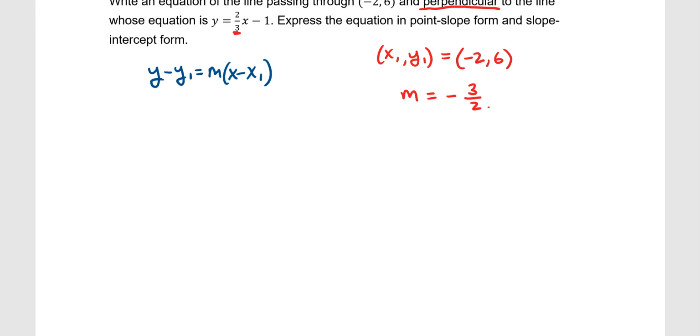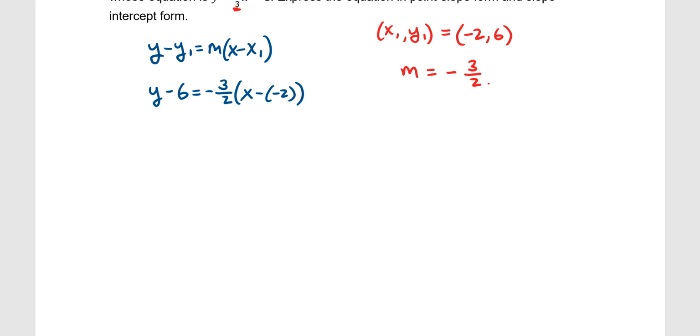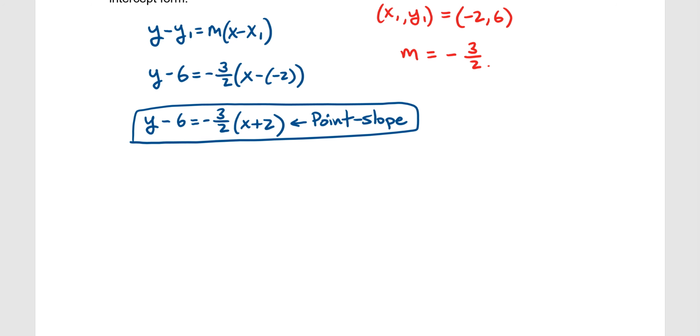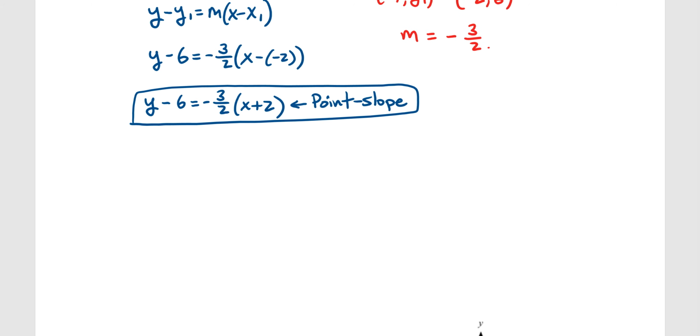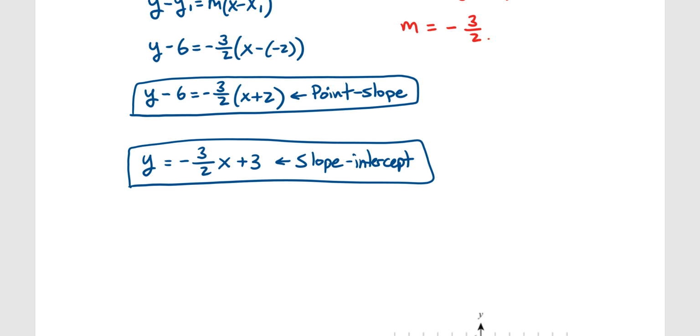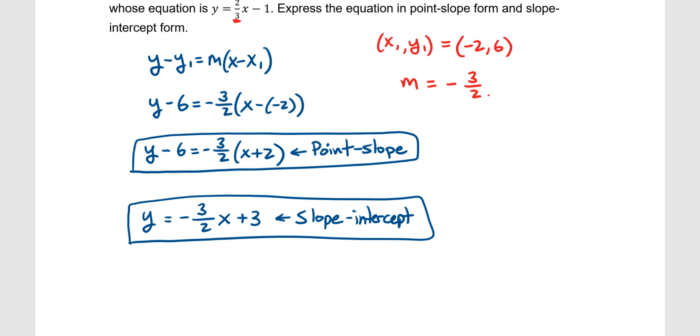So let's go ahead and plug everything in here. So we get y minus 6 equals -3/2 times x minus -2. Let's clean up that right-hand side a little bit. And when we clean that up, we get y minus 6 equals -3/2 times x plus 2. And that is our point-slope form. And now solving this for y is a little bit more difficult because of the fraction, but not too much. We have to distribute the -3/2 and then add 6 to both sides. And we get y equals -3/2 x plus 3.